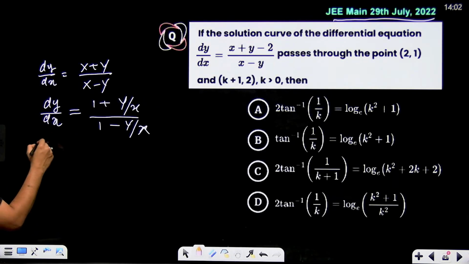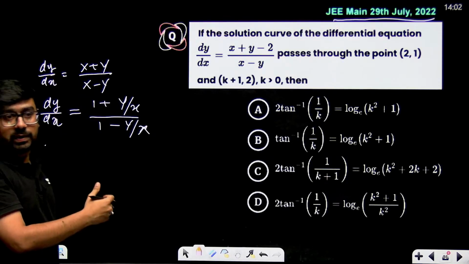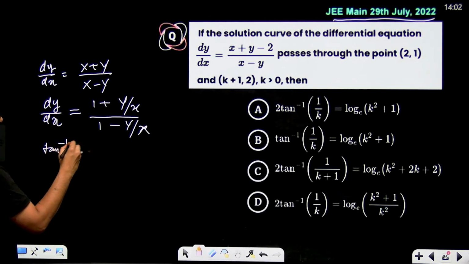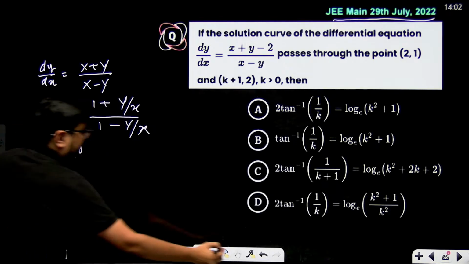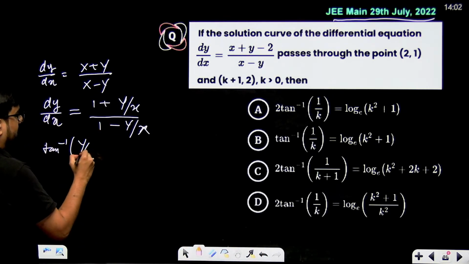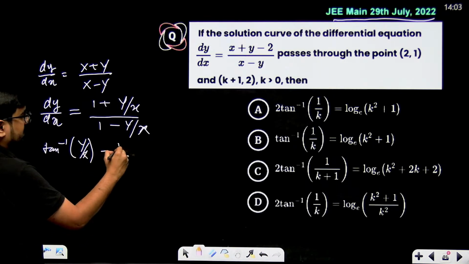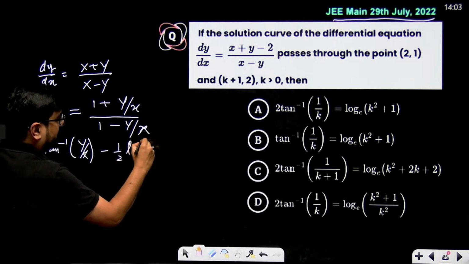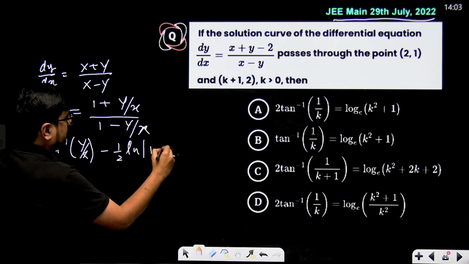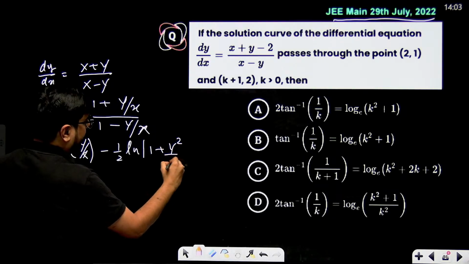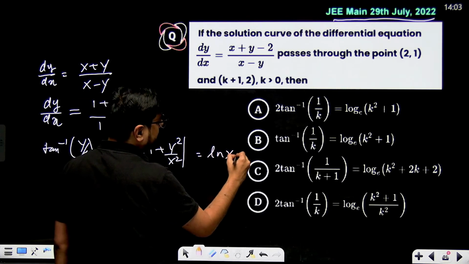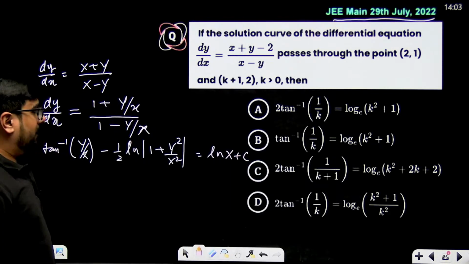So on solving this, just solve it with the homogeneous way. I'm just saving a little bit of time. Tan inverse of capital Y by x, you are going to get minus half ln of 1 plus Y square by x square, equal to ln of x plus c. Right.